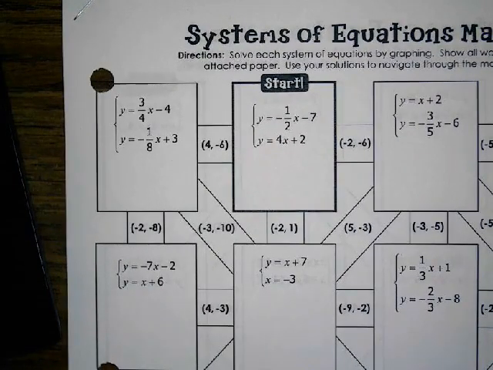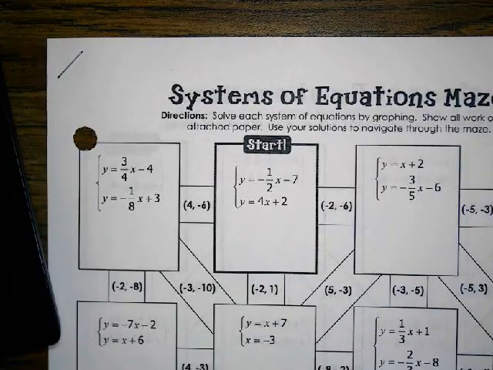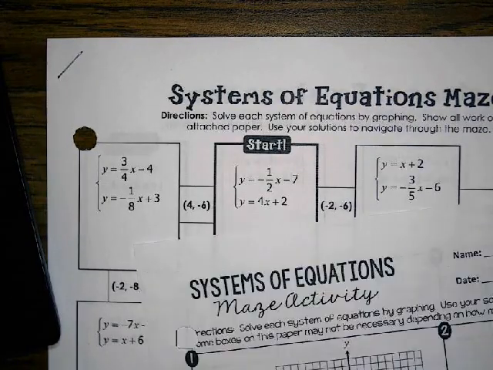Do we just say x equals a number, y equals a number? No, how would we write the solution? We would write it like a point. Okay, so somewhere on here, I want you to write down that a system is 2 or more equations.